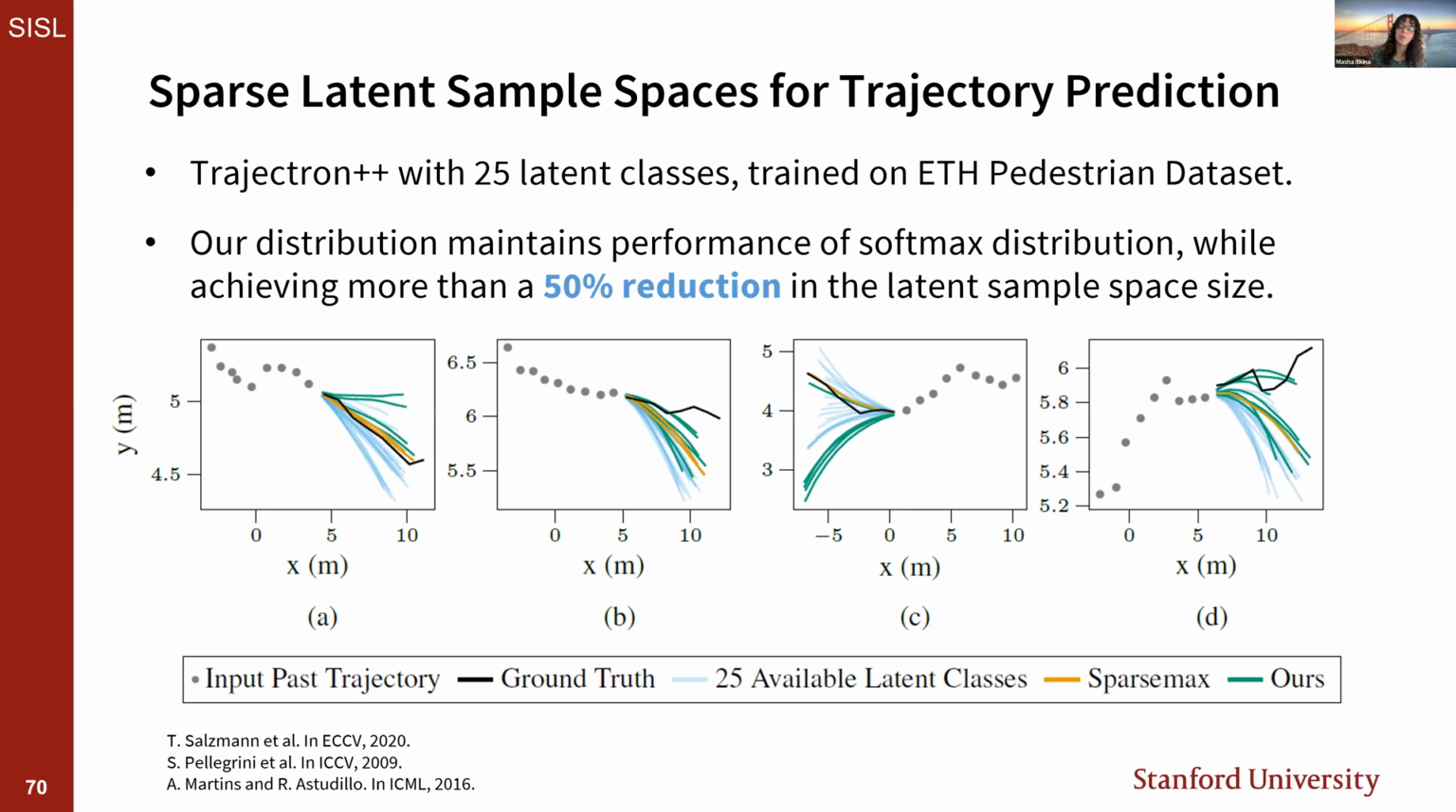Quantitatively, our distribution resulted in an over 50% reduction in the latent sample space size, without sacrificing performance. In contrast, Sparsification, a sparse distribution alternative, which serves as our baseline here, denoted in orange, collapses the multimodality with overly aggressive filtering, at times missing the ground truth, as for example in B and D plots shown here. Thus, our method is better able to balance the sparsity and the multimodality in the distribution here.